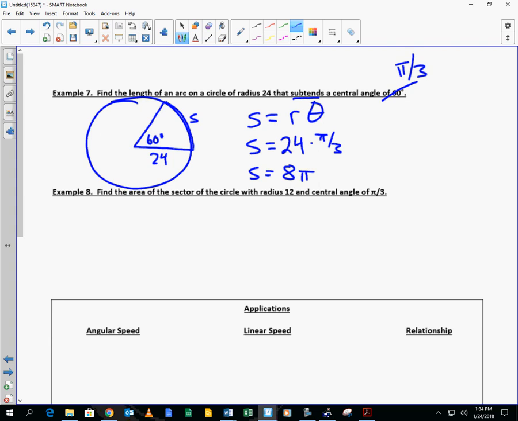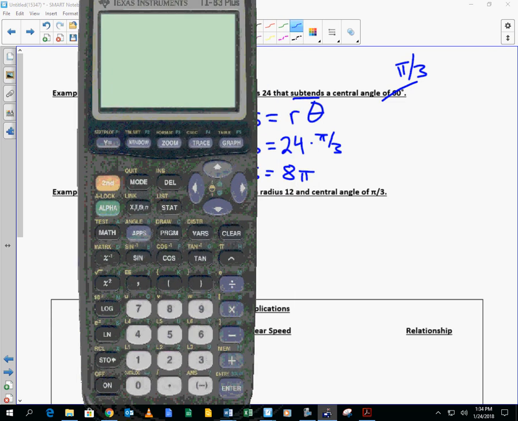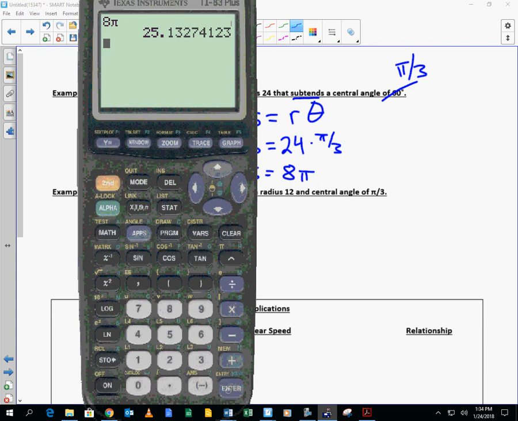Now, that's the exact answer. If you'd like an approximate answer, go to your calculator and type in 8 pi, and you get 25.1. We'll go to the tenth there. So this is an approximation, and this is exact. Your worksheet is going to ask you to do examples of both. Not too bad, huh? If I ask you for one, I expect that you can do it.